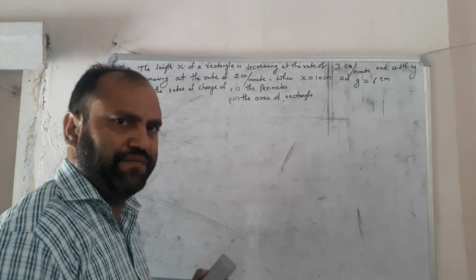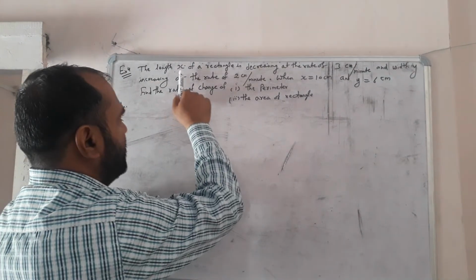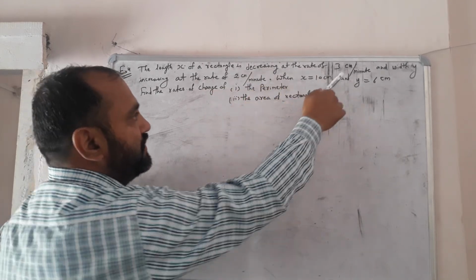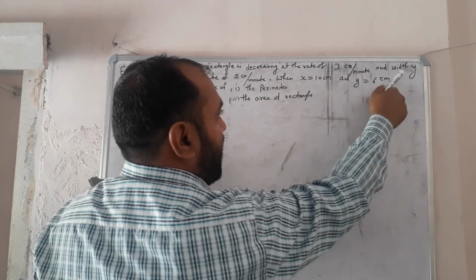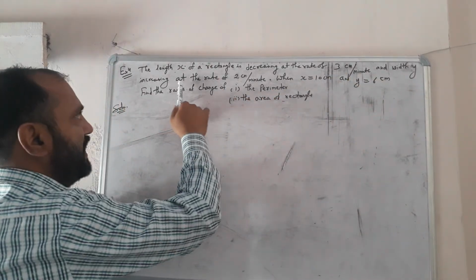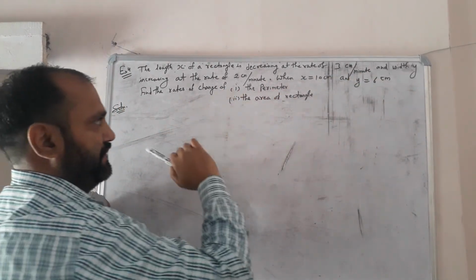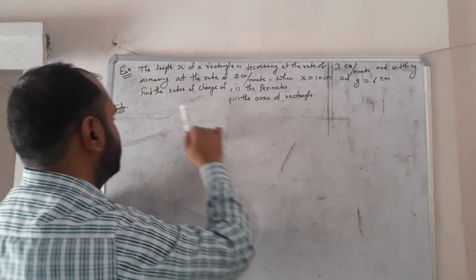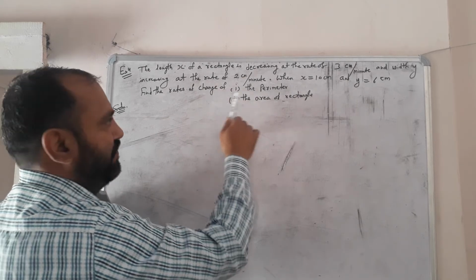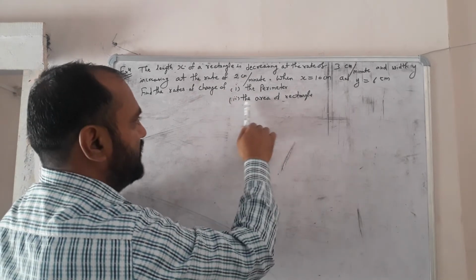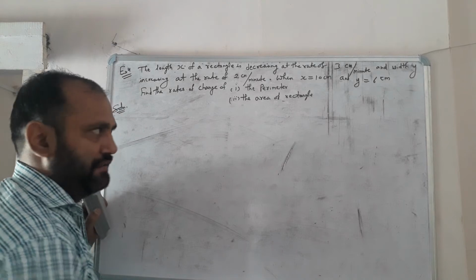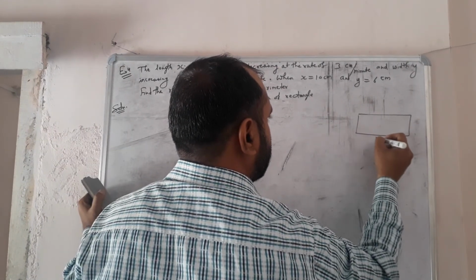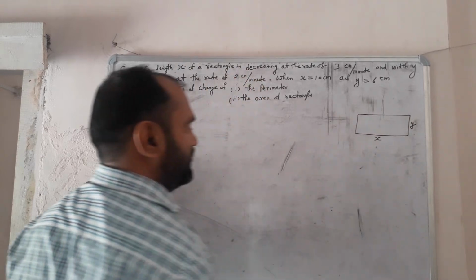नाउ एग्जांपल नंबर 4 इज: the length x of a rectangle is decreasing at the rate of 3 cm per minute and width y increasing at the rate of 2 cm per minute. When x is 10 cm and y is 6 cm, find the rates of change of firstly the perimeter and secondly the area of a rectangle. So rectangle में x है length और y है width, right?